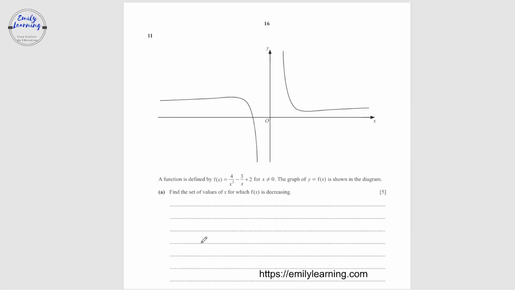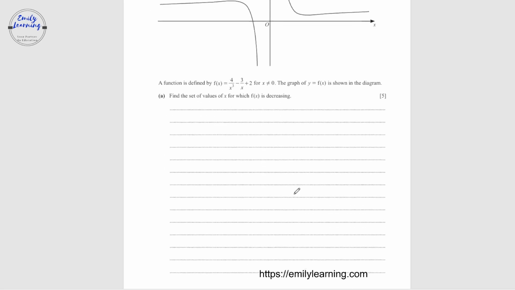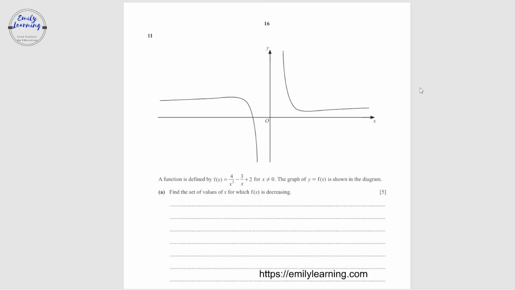Okay, so question 11 is: you are given this function and they are asking for the set of values of x for which f(x) is decreasing. So this is an application of differentiation question. We know that when f(x) is decreasing, f prime x is less than 0. So what we need to do first is to find an expression for f prime x.